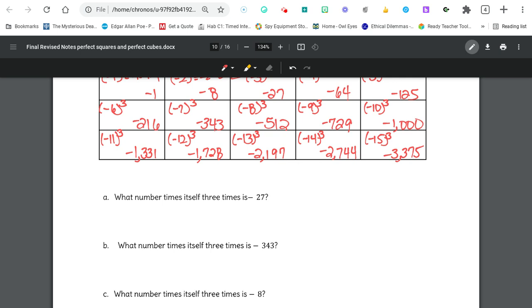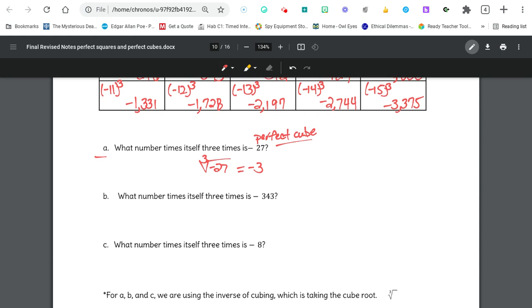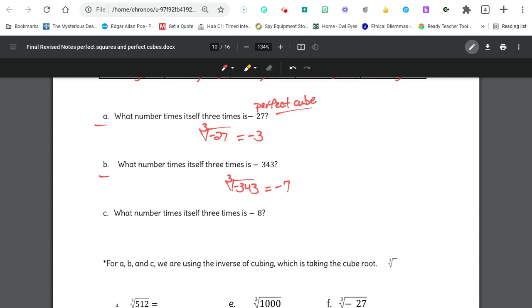All right, A says what number times itself is negative 27? I'm going to use cube root notation. Negative 27 is a perfect cube. It's just a negative perfect cube, but nevertheless, it's still a perfect cube. Well, the cube root of negative 27 is negative 3. What number times itself three times is negative 343? The cube root of negative 343 is negative 7. What number times itself three times is negative 8? The cube root of negative 8 is simply negative 2.